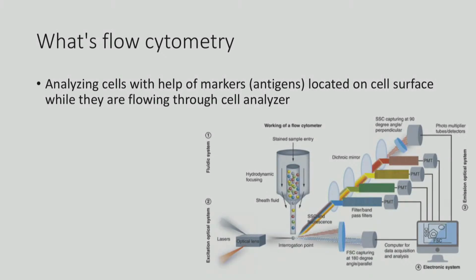Basically, Shashidhar sir has covered flow cytometry in detail, including the principle. In simple language, flow cytometry is just analysis of cells with the help of markers located on the cell surface while they are flowing through the flow cytometer or cell analyzer.